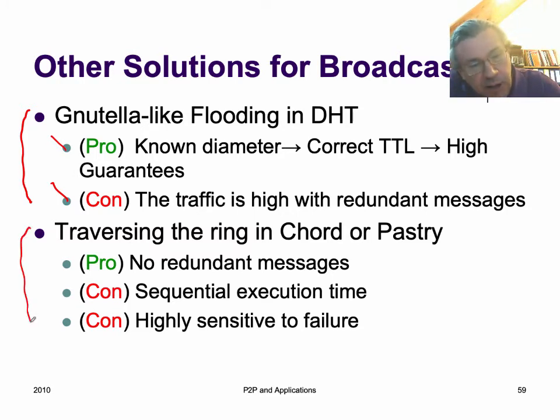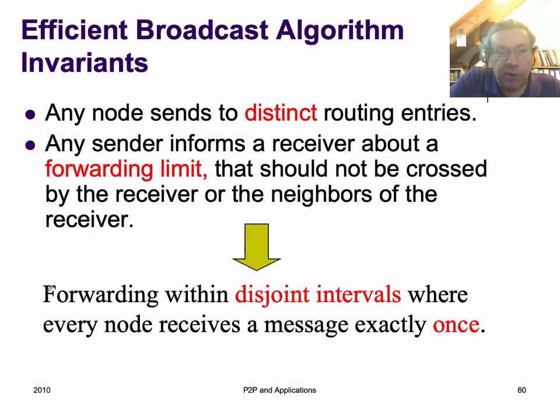Another simple way is using the predecessor-successor pointers just to traverse the ring. Well, that's sequential. There are going to be no redundant messages there, so that's better than flooding. All the messages will be useful, but of course it's very slow because it's sequential, and it's going to be sensitive to failure. So can we get the best of both worlds? Can we get high guarantees and no redundant messages? That's where we can do it.